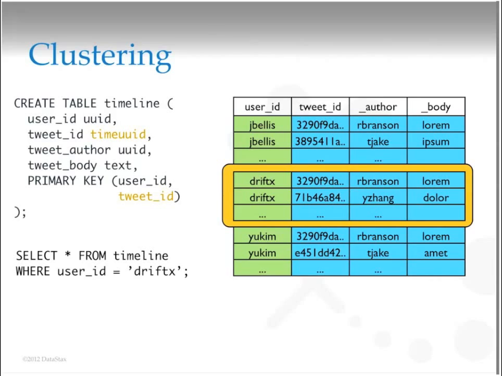And since I've defined tweet ID to be a time-based UUID, a version 1 UUID, I'm going to get those in chronological order. So when I say select star from timeline where user ID is DriftX, I get that back in chronological order. I don't have to do any sorting at runtime to get that. In fact, in CQL, I could optionally say order by tweet ID, or order by tweet ID descending. Both of those are fair, and by default it will perform an ascending order by on the remaining components of the primary key.